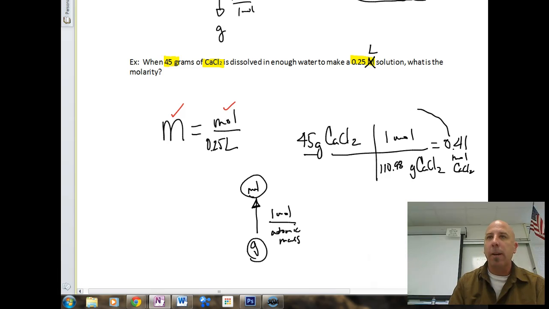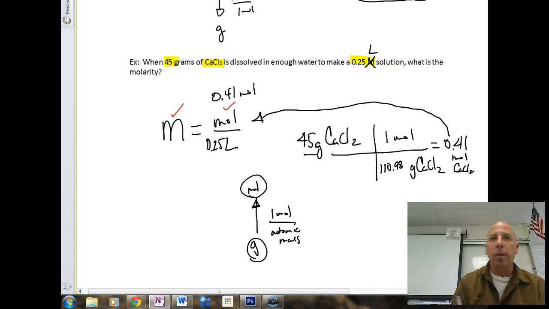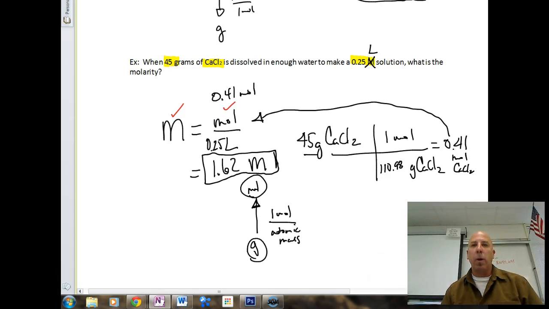Now I'm going to take that value and plug it in right there. So I'm going to put in 0.41 moles right there, and then divide by 0.25, and I'm going to come up with an answer of 1.62 molar. And that's how we do two-step mole problems, incorporating the mole road with the molarity formula to get wherever we need to go with respect to molarity.